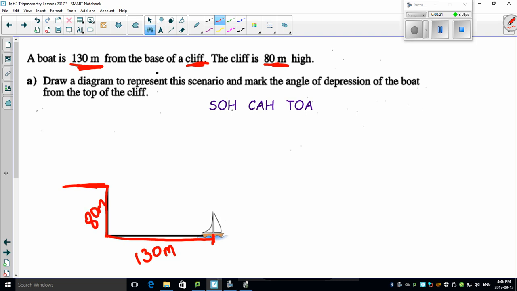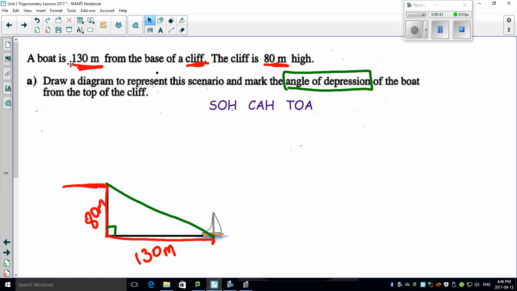So obviously, here comes our triangle. Our triangle will be from here to here, no problem. There's our 90 degrees. Excellent. Now that it says to draw the diagram, which I just did, it says mark the angle of depression of the boat from the top of the cliff. Well, angle of depression comes in right here.